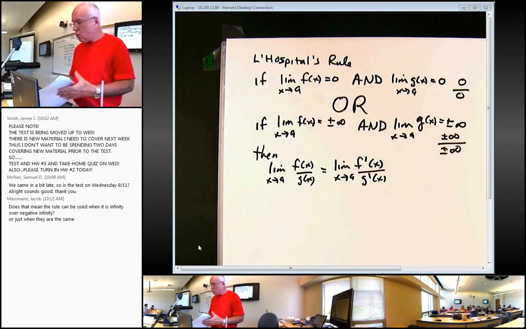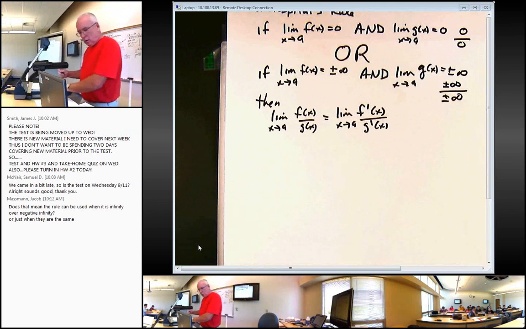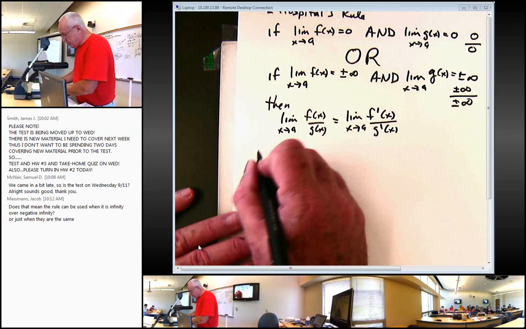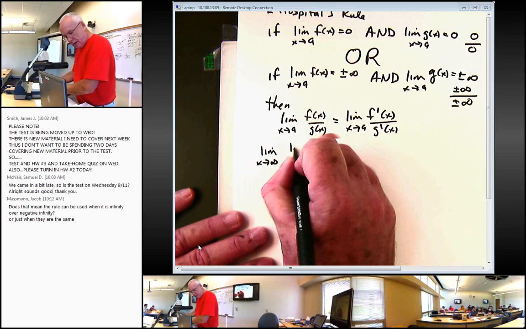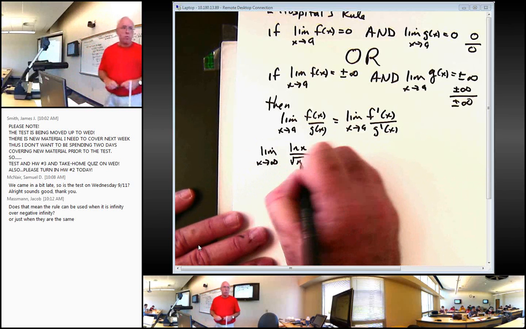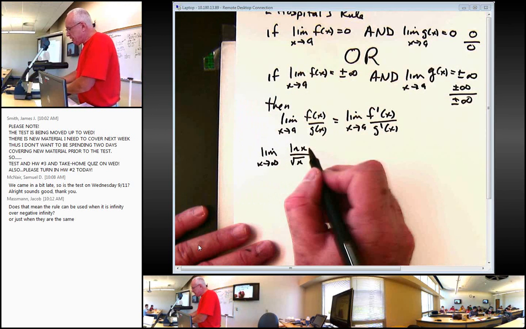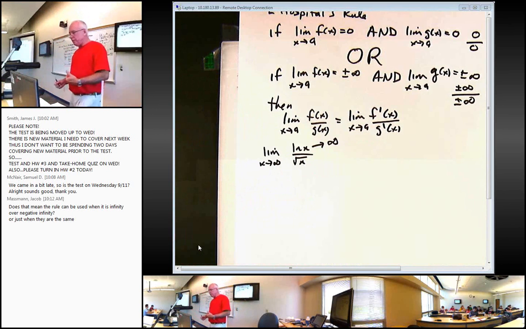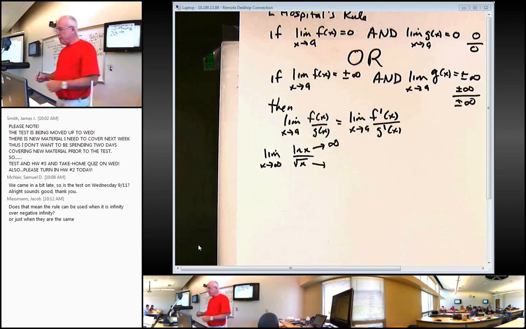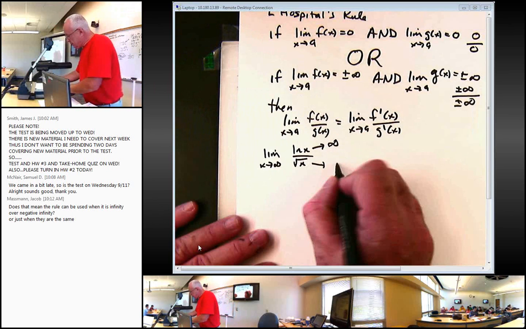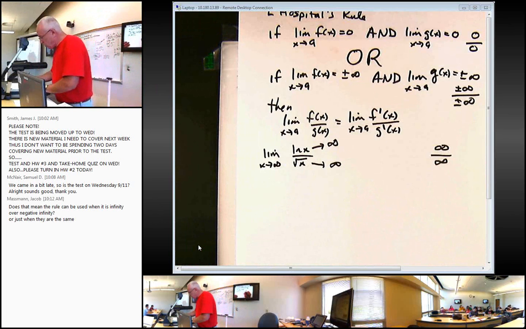All right. So I did a few examples last time. I want to do a few more. So let's first of all look at the limit as x approaches infinity of ln of x divided by the square root of x. All right. Now we see here as x approaches infinity, the ln of x also goes to infinity. And as x goes to infinity, the square root of it also goes to infinity. So this is an infinity over infinity case.